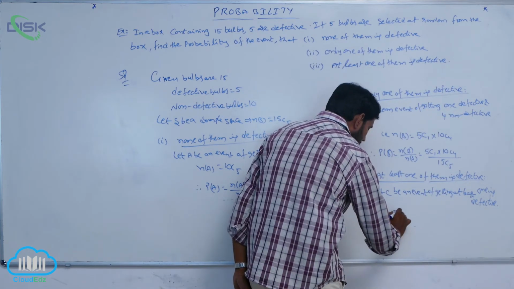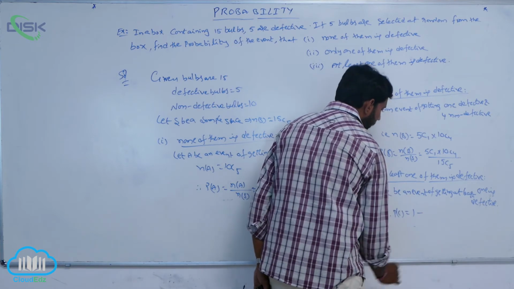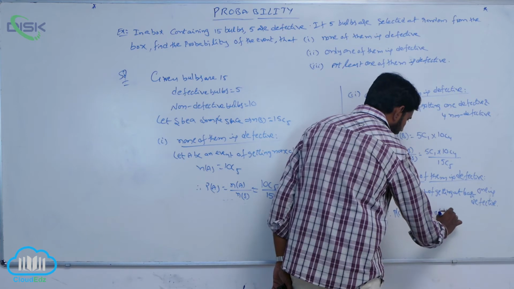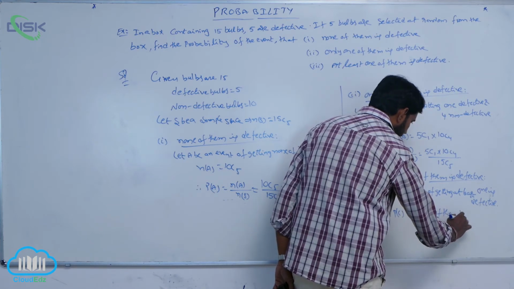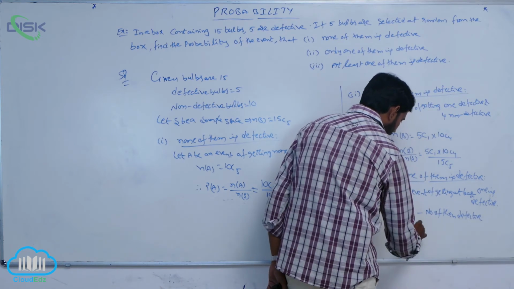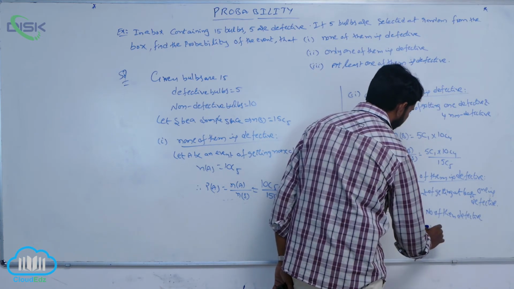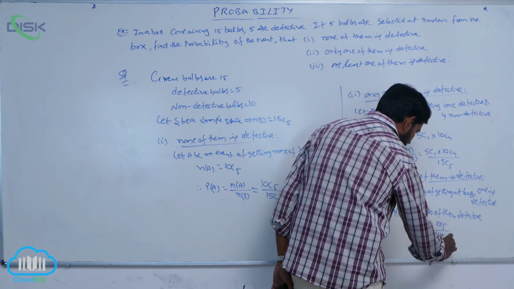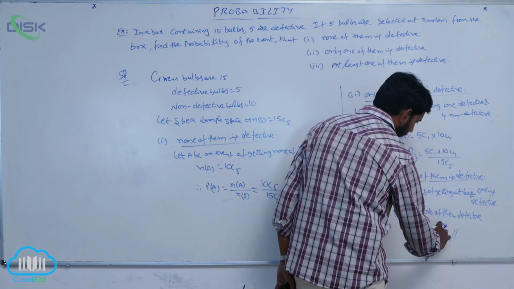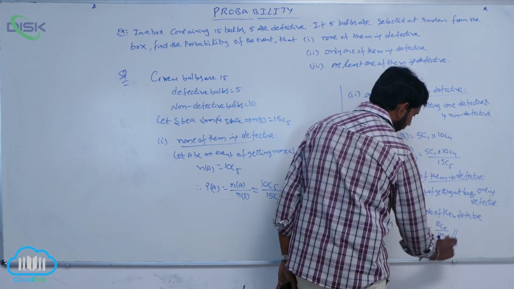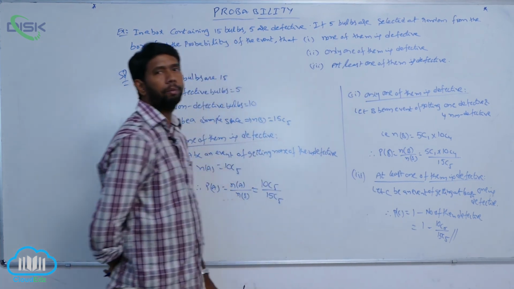Therefore, P of C is equal to 1 minus none of them is defective. It is equal to 1 minus, here none of them defective is 10C5 by 15C5. One minus 10C5 by 15C5.